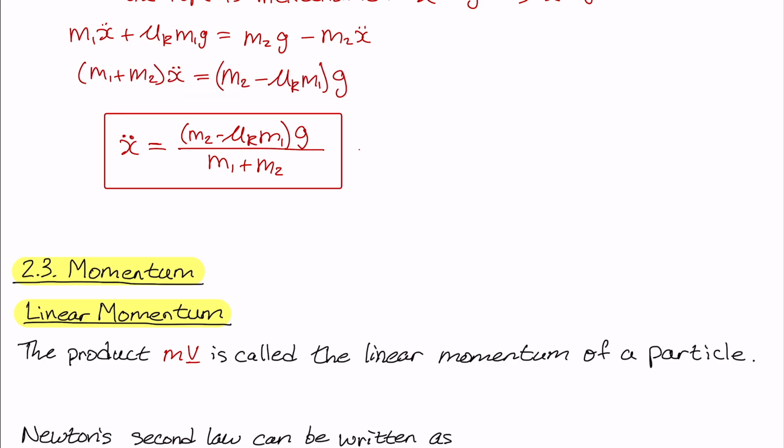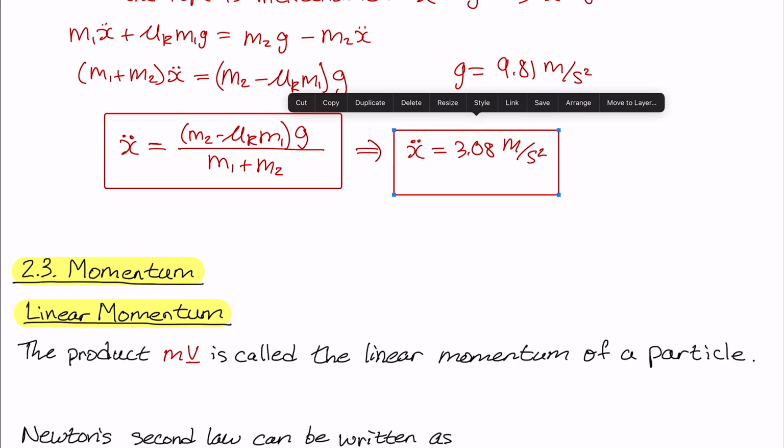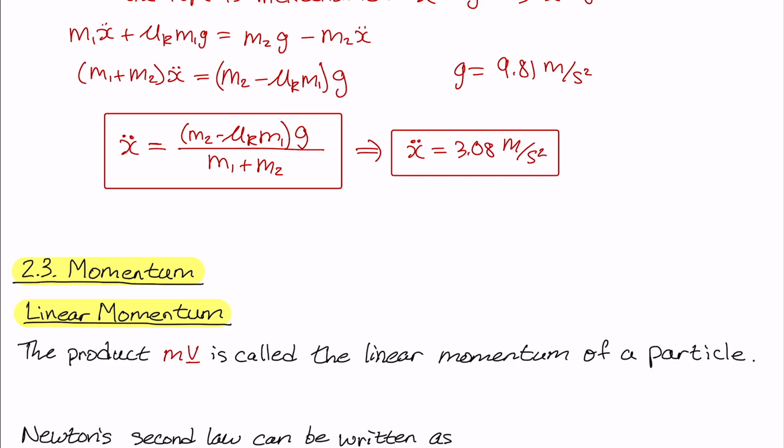And that is our solution. And if you go and plug in, and I'm going to use g equals 9.81 meters per second squared, you'll find that x double dot is equal to 3.08 meters per second squared. All right, any questions on this?